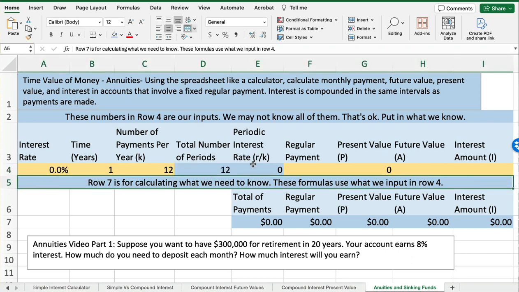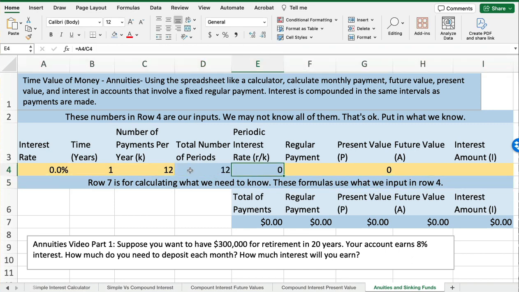Okay. And then column E is also shaded in blue because that's another formula. It's equal to the interest rate, which is an annual interest rate, divided by K. So it equals A4 divided by C4, and that's going to be our periodic interest rate, which we're going to need in some of our formulas as well.